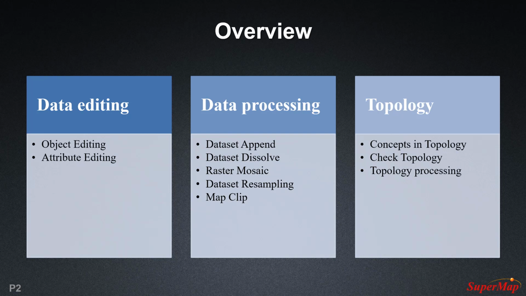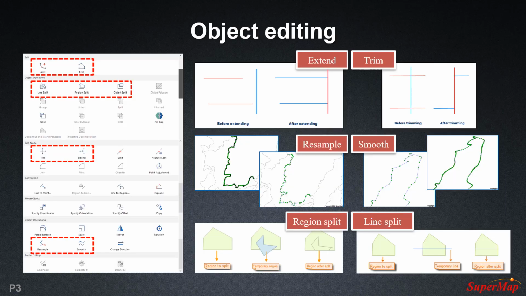We're going to start off with data editing, which entails object editing and attribute editing. Under data processing, we're going to talk about appending and dissolving datasets, Raster Mosaic, Raster Resampling, and map clipping. Finally, under topology, we're going to talk about the concepts in topology, checking the topology, and finally topology processing. Let's start off with object editing.